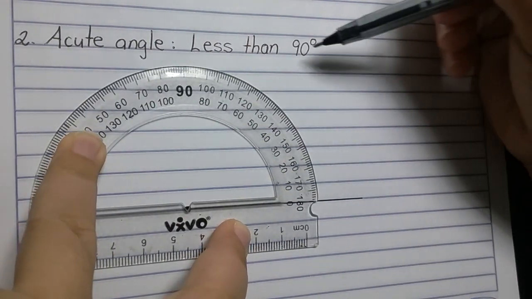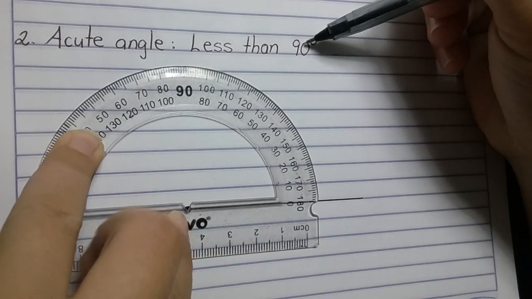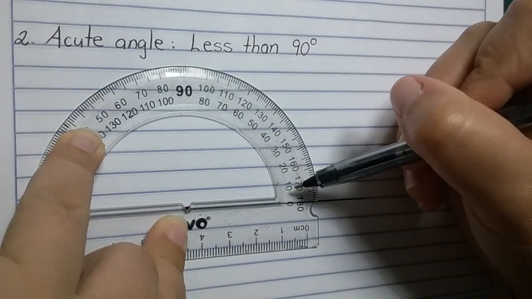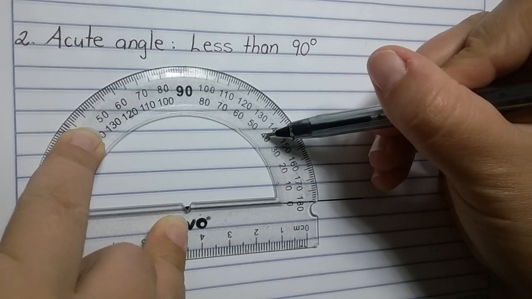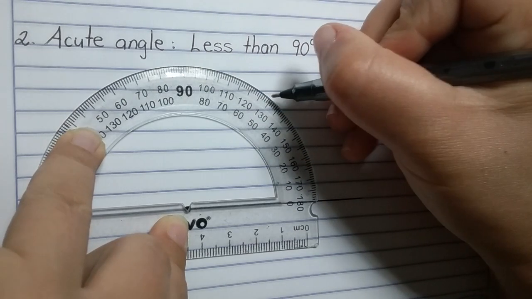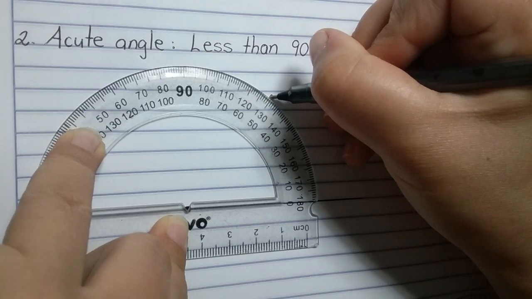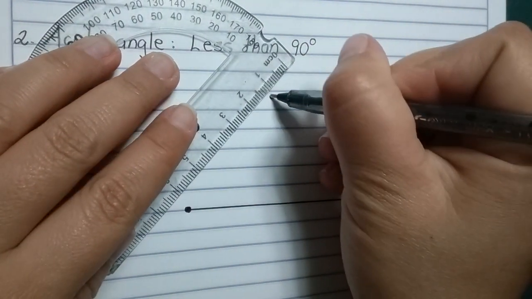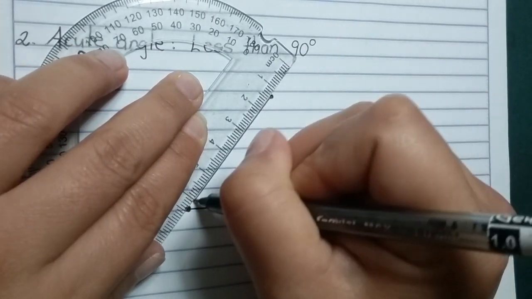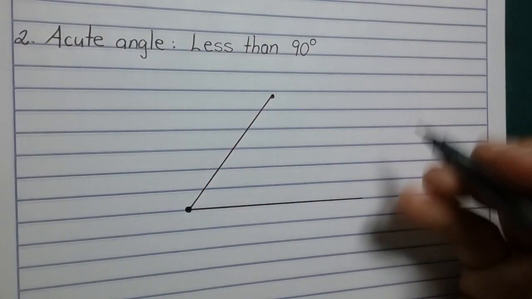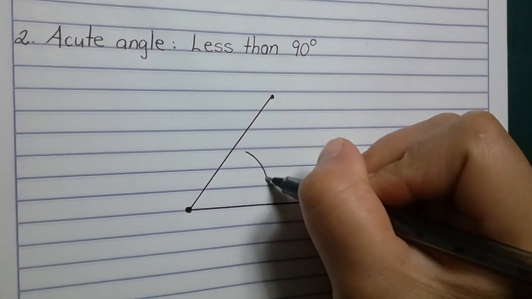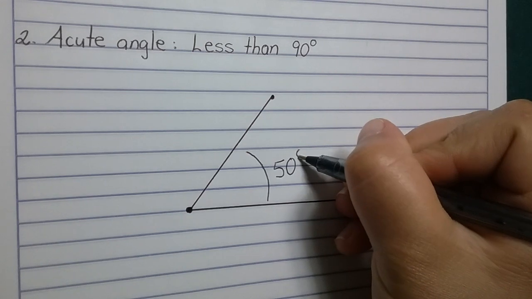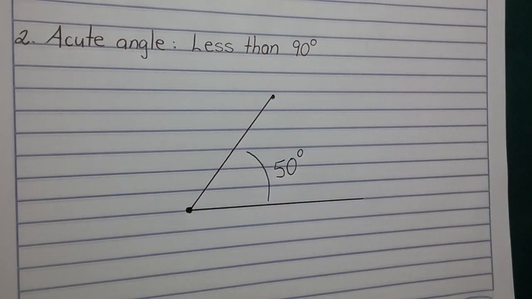This angle is going to have 50 degrees because remember that it must be less than 90. Again, I am going to use the internal numbers 10, 20, 30, 40, and 50. Here we have 50 degrees. Now I am going to join the 2 points. And this is my acute angle with exactly 50 degrees.